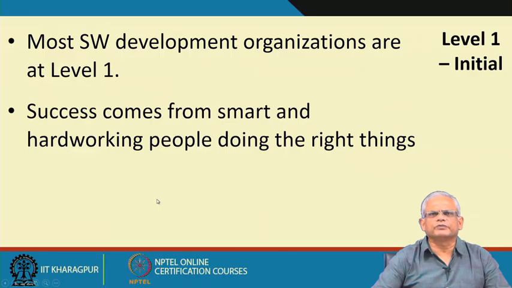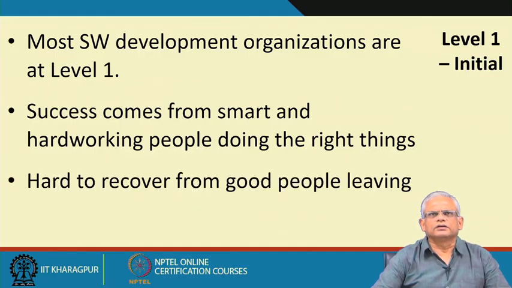Success comes from smart and hardworking people doing the right things. If a level 1 organization has success in a project, it is largely attributed to some of the team members who had worked overtime, who were working smartly, getting some things right, and so on. But this kind of organization can get into big problems if during the project some of those good people leave. Then the project will be a total failure.